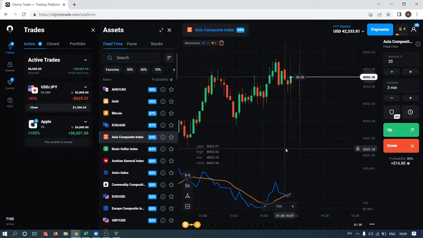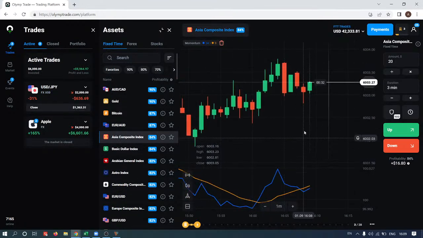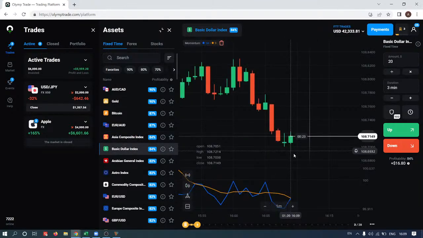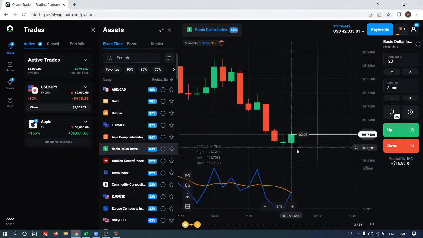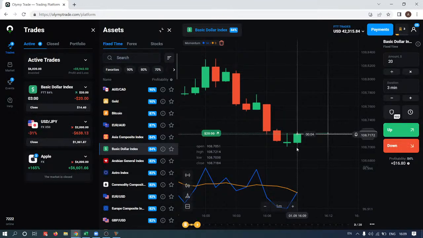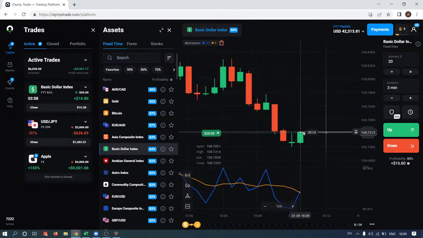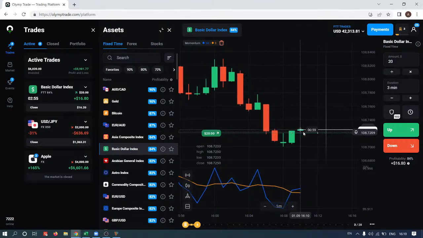Let's see. Okay, another signal which has just appeared on Asia Composite Index, two candlesticks ago. All right. Basic dollar index. I think we are about to spot a new trading signal here with this strategy, because the blue line is about to cross the orange line in the upwards direction. Yes, this potential crossing has just occurred, so we can go ahead and open a trade in the upwards direction. So that is the main signal.